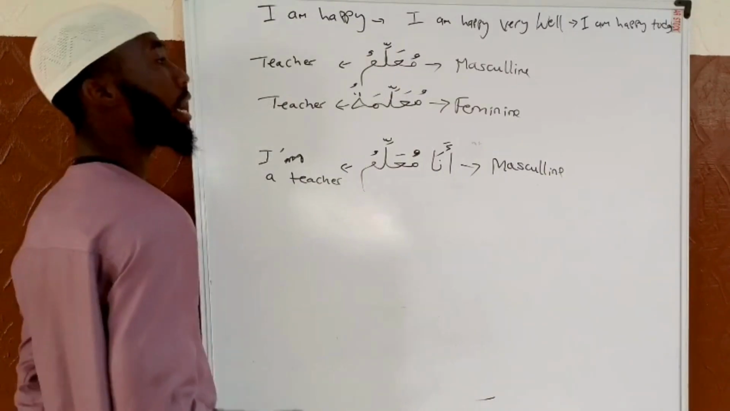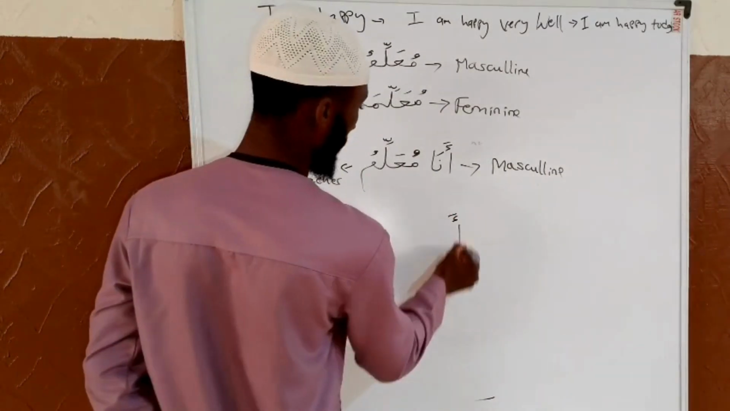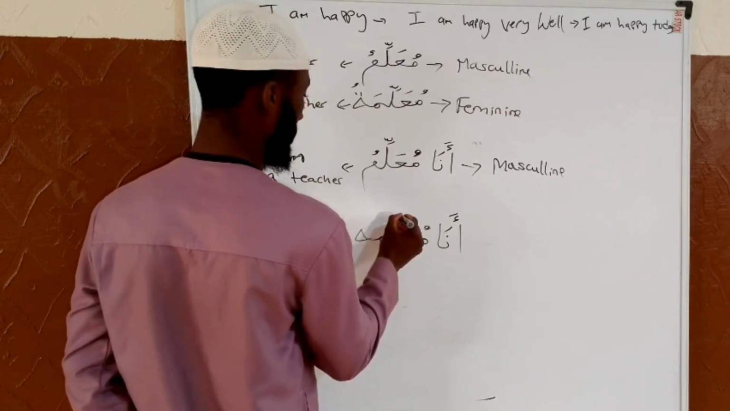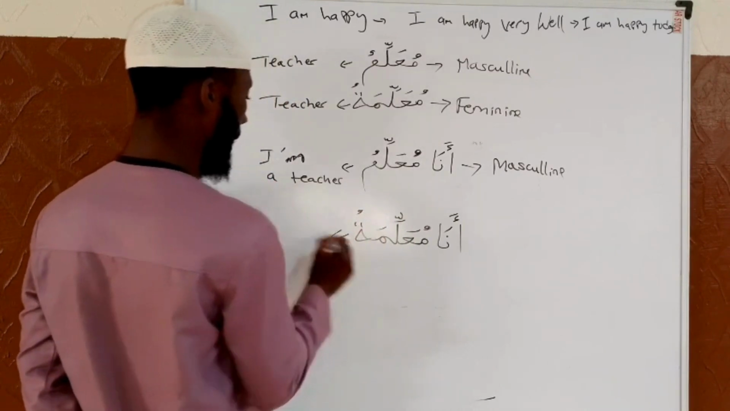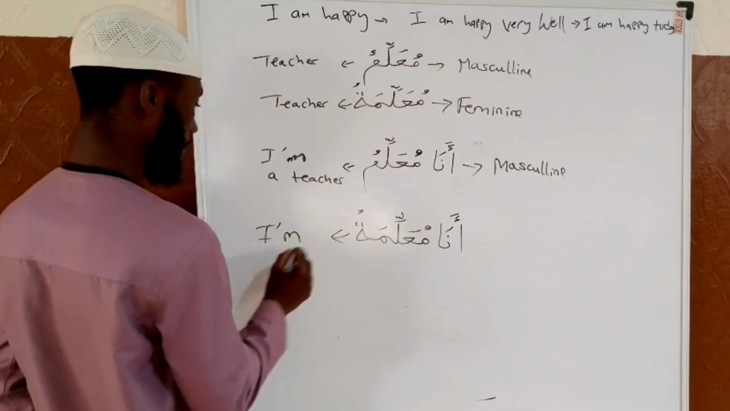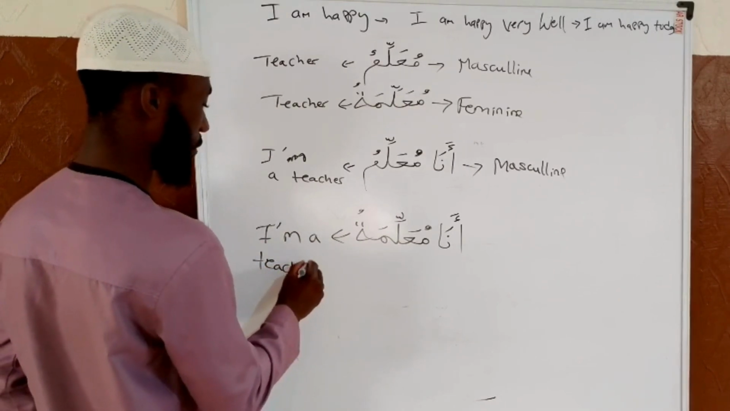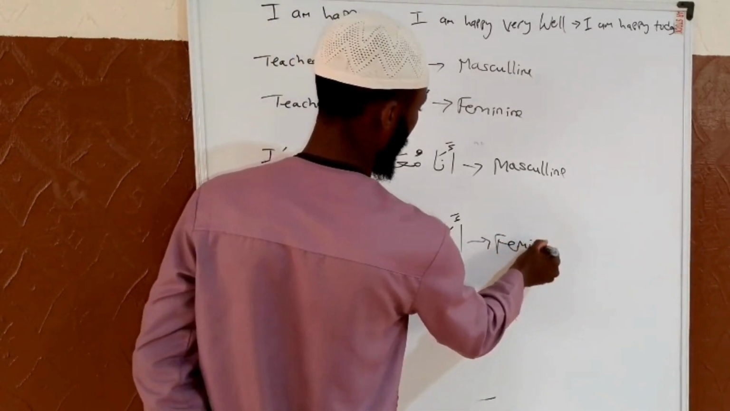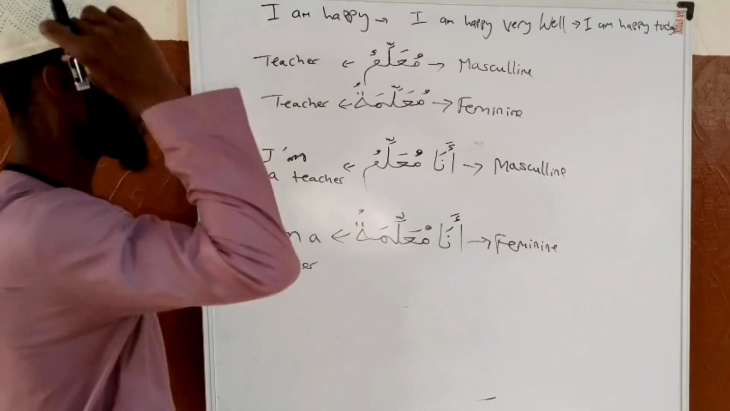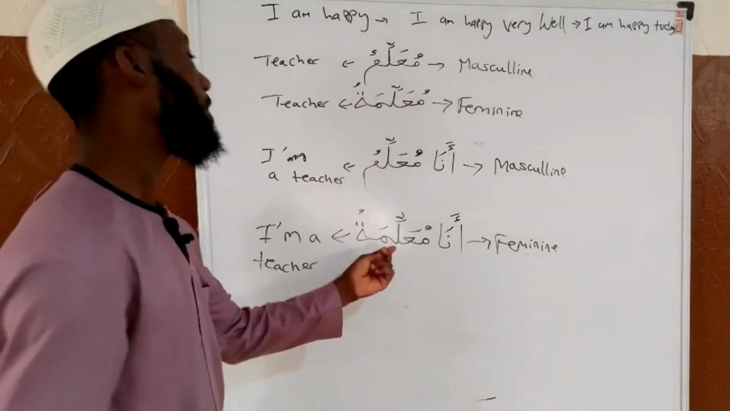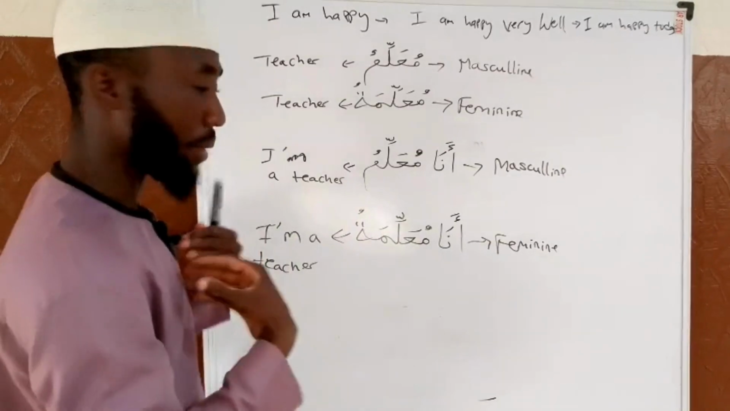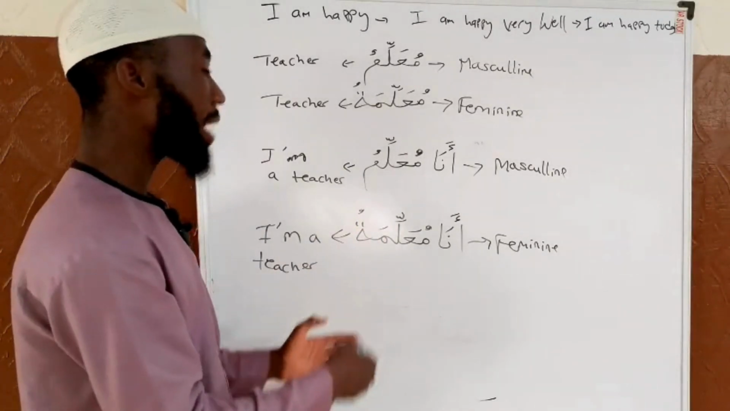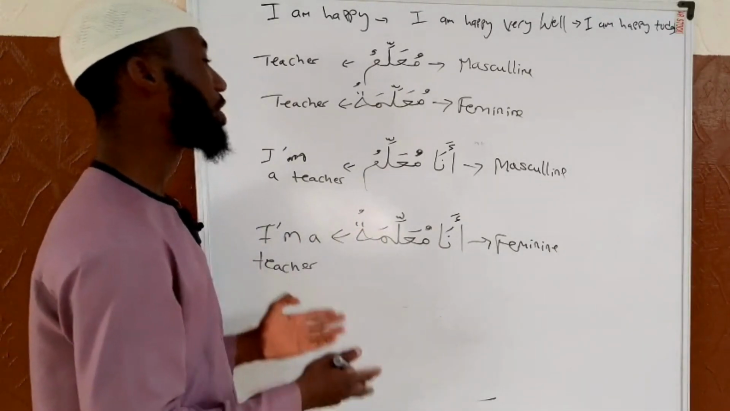Now for the feminine, it will be Ana Mu'allimatu. That's I'm a teacher, indicating feminine. Ana, that is I personally, I'm referring to myself. Ana Mu'allimatu. I'm a teacher. That's for feminine.